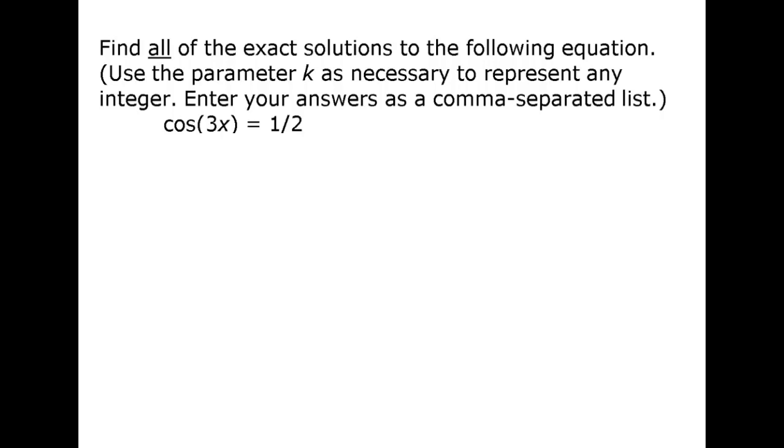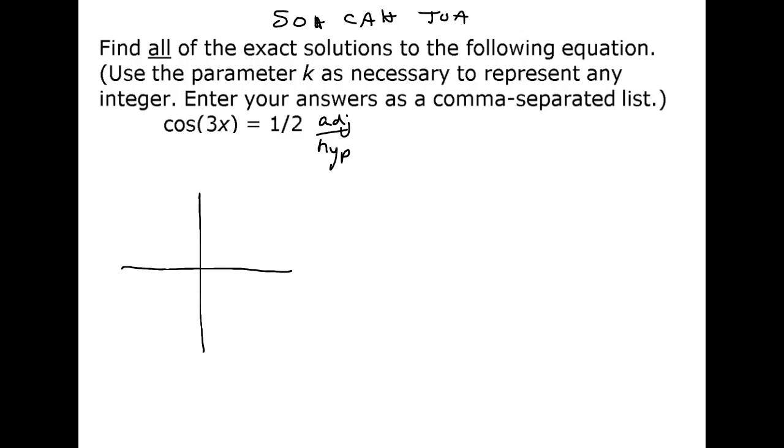So here we want to find all of the angles whose cosine is 1/2. So that's adjacent over hypotenuse, just from our SOHCAHTOA. So let's see, all the angles whose adjacent over hypotenuse is 1/2. So we draw in the first quadrant and the fourth quadrant. If we draw in the second or third quadrant, then we'll get a negative 1/2, so we don't want that.